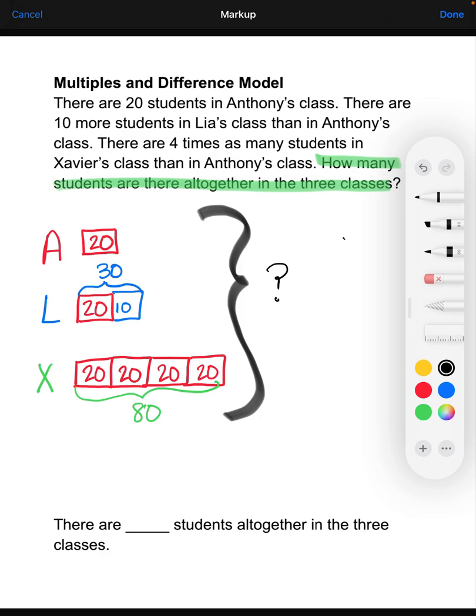So I know that there are 20 students in Anthony's class. There are 30 students in Leah's class. And there are 80 students in Xavier's class. That must be a college class because that's a lot of students. And when I add these together, I get a total of 130 students. So there are 130 students altogether in the 3 classes.